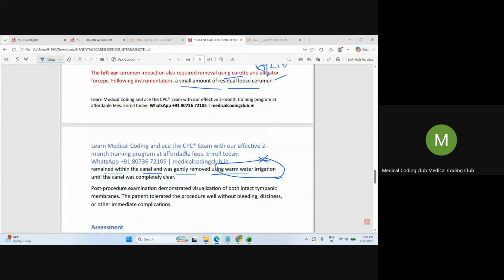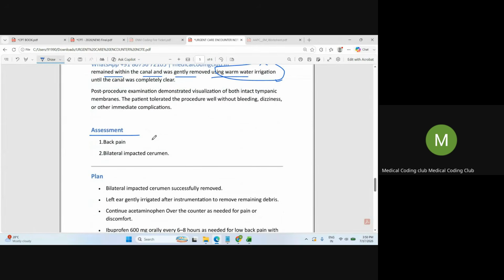Then comes the assessment. The patient had back pain. Here you can see the provider just picked back pain, but throughout the record you have seen the patient is having low back pain. So the specificity is there and it should be coded. Whenever I code the diagnosis, I will add low back pain. Then bilateral impacted cerumen is there. That will also be coded because there is a medical necessity. Since they have removed cerumen, this impacted cerumen code should be assigned for that procedure code.